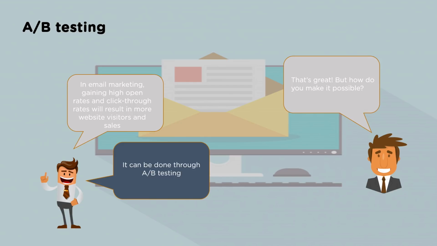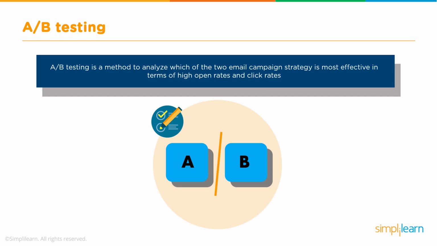Well, we're going to do that via A/B testing. I've already mentioned it when I set up my example campaign in MailChimp. I stressed that we need to have 2 subject lines go out per email. Okay. So before I stress that again, let me just reiterate what A/B testing is. A/B testing is a method to analyze which of the 2 email campaign strategies is most effective in terms of high open rates and click rates.